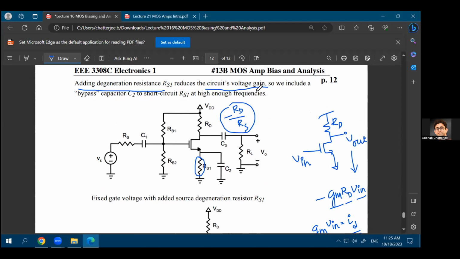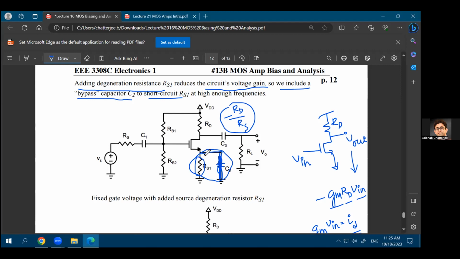So what you can do at high frequencies is include a bypass capacitor C2 in parallel to this RS1 resistance. What that will do is short circuit this RS1 at high enough frequencies. Again, remember that capacitance is a short at high enough frequencies, and capacitance is an open at DC. So at high enough frequencies, this RS will become shorted through this capacitance to ground. And what is meant by high enough? That is higher than the pole frequency that we'll have for this RC network.